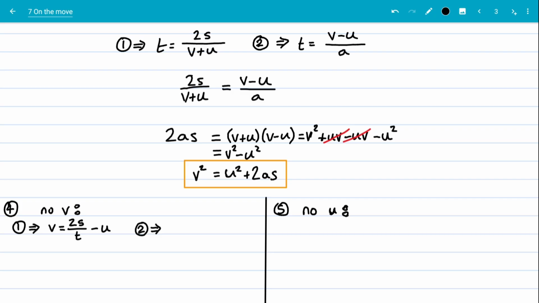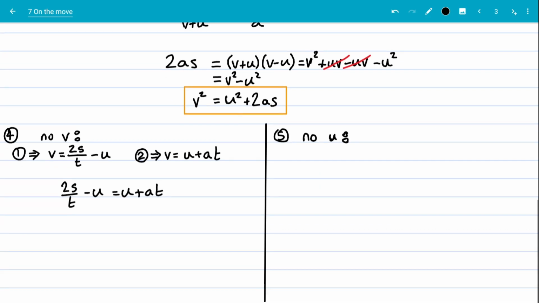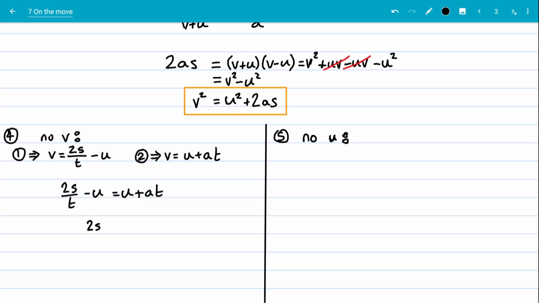Right, number 2, we want to get v the subject. So we're going to end up with v equals, oh, hang on, we've already got this one. So it's going to be u plus at. So we can equate them with each other. So 2s over t minus u is equal to u plus at. Let's add u to both sides. 2s over t is equal to 2u plus at.